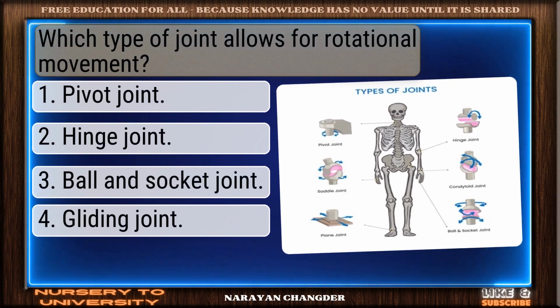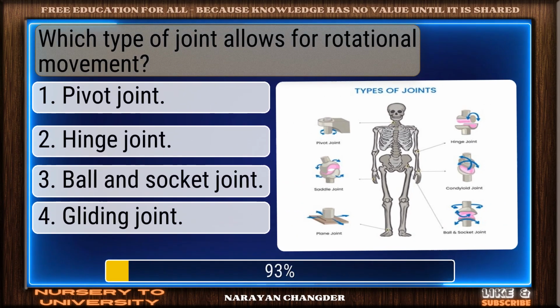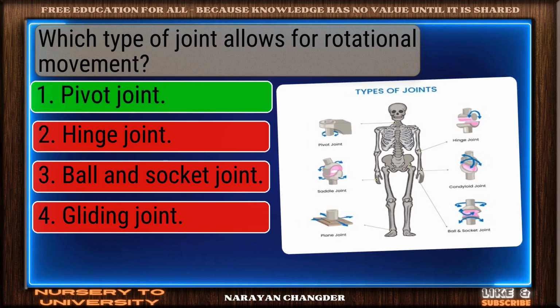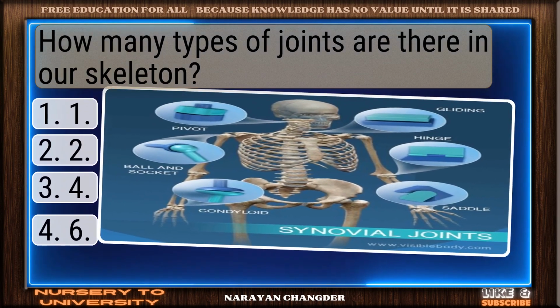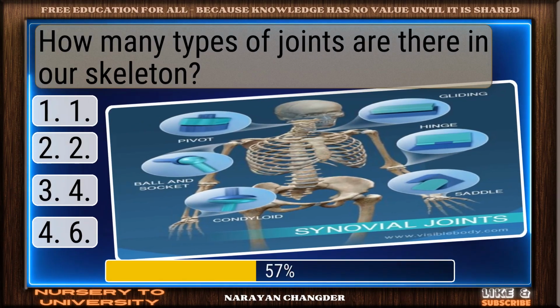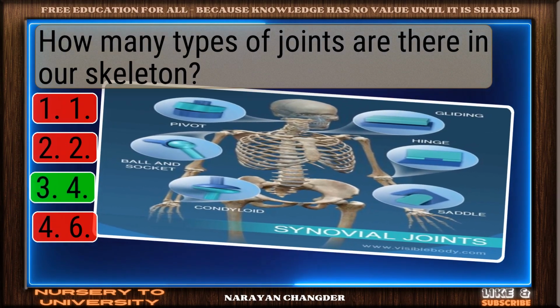Which type of joint allows for rotational movement? Excellent. Pivot joint is a brilliant choice. How many types of joints are there in our skeleton? You got it. Your choice 4 is right.